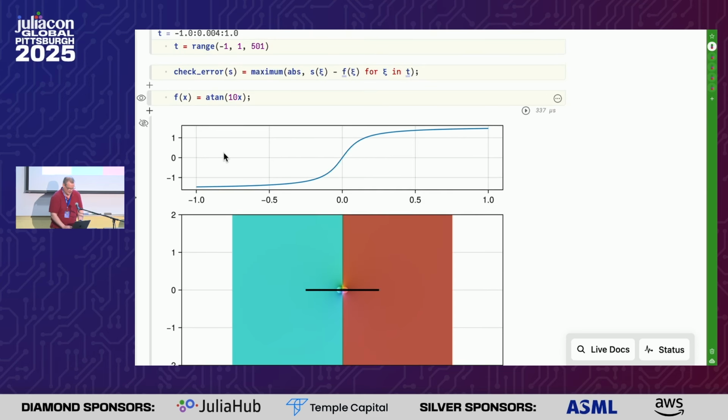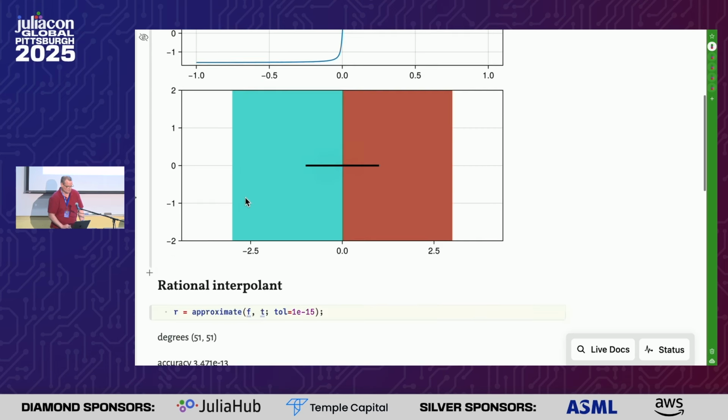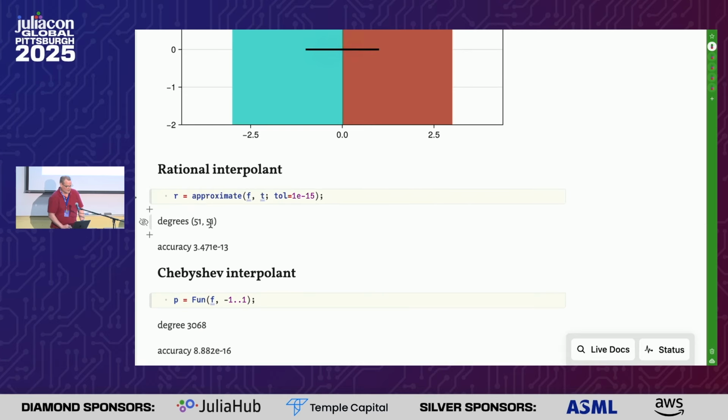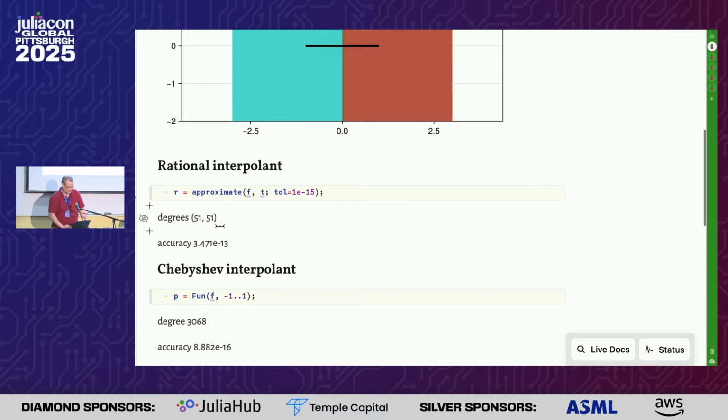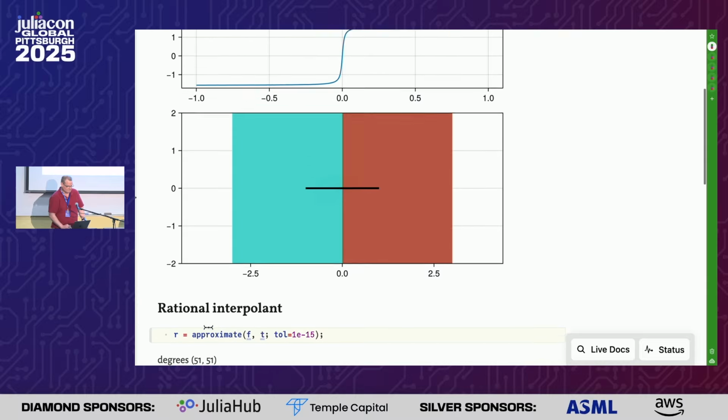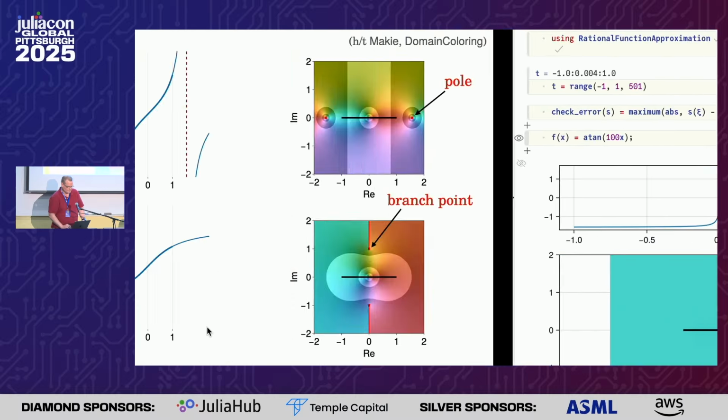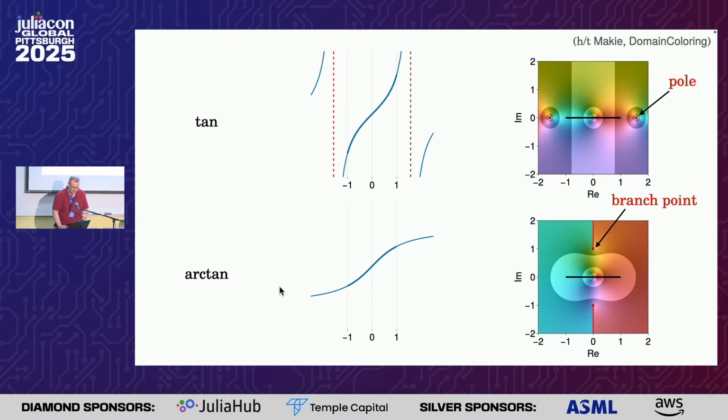And if I go up another factor of 10, the degree of the rational went up just a little bit, and I got almost another factor of 10, so I'm degree 3000 for the polynomial now. So that's a motivation for using rational functions as approximations.